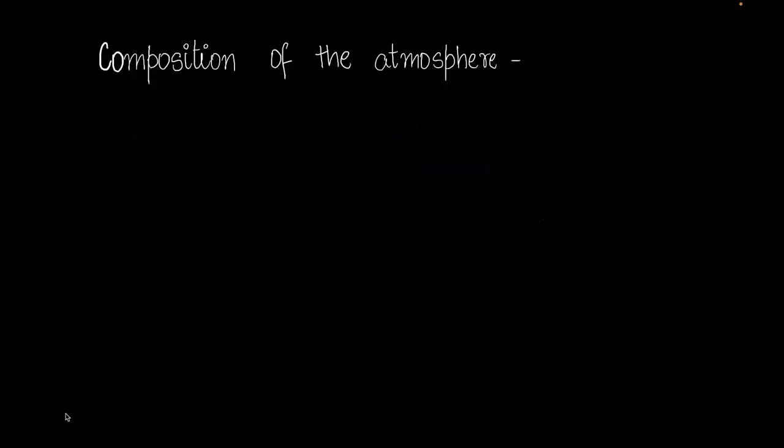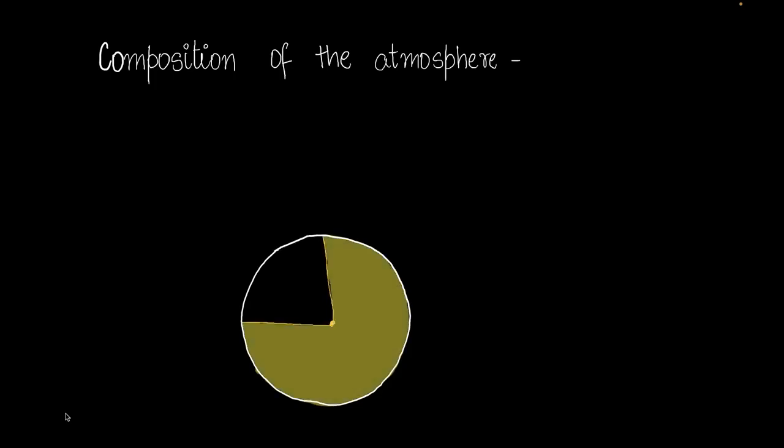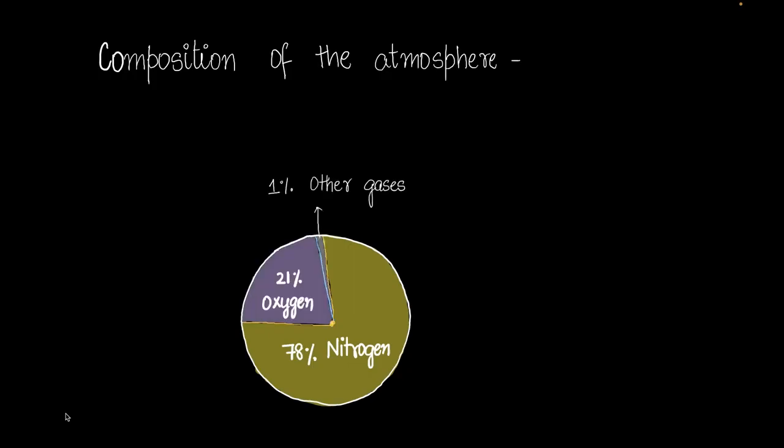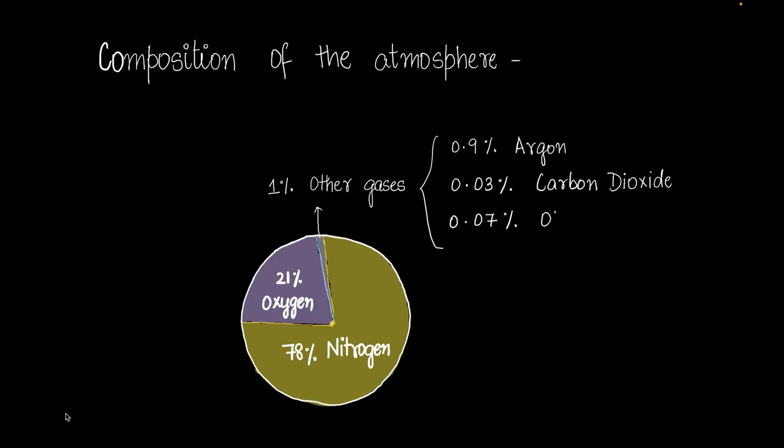So what is the atmosphere made up of? Which gases are there in the atmosphere? Oxygen? Is that the majority? Let's find out. Turns out that 78% of the atmosphere is nitrogen, 21% oxygen, and 1% of other gases. This is further split up into 0.9% of argon, 0.03% of carbon dioxide, and 0.07% of other gases.